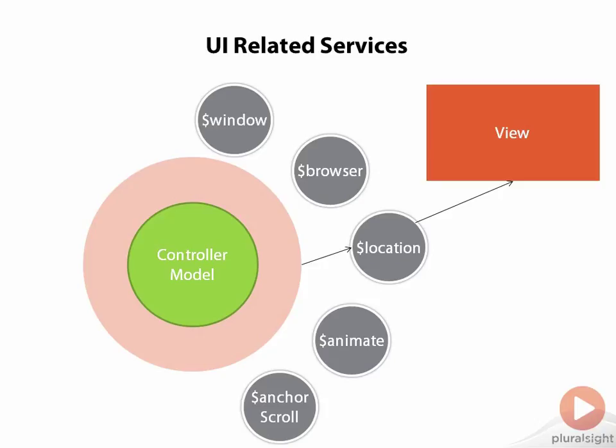So let's take a look at a couple of these UI-related services. The location service, which can set the location in the address bar, and anchor scroll, which can force a window to scroll to a specific location in the HTML identified by an element with an ID.